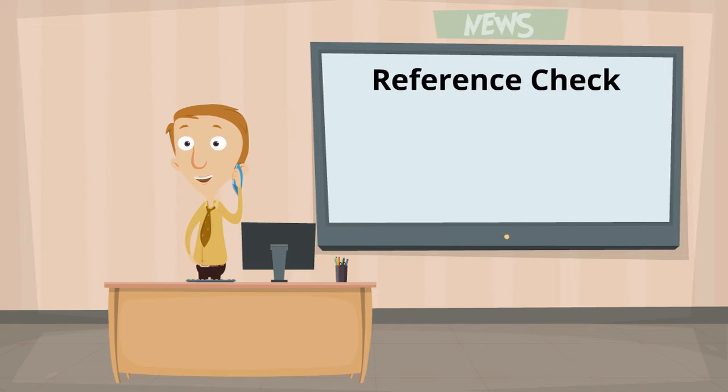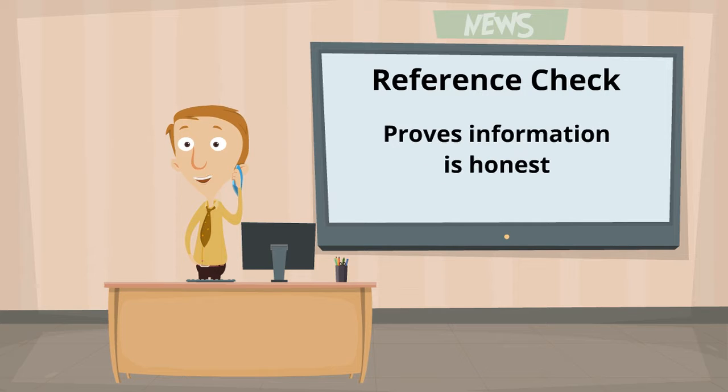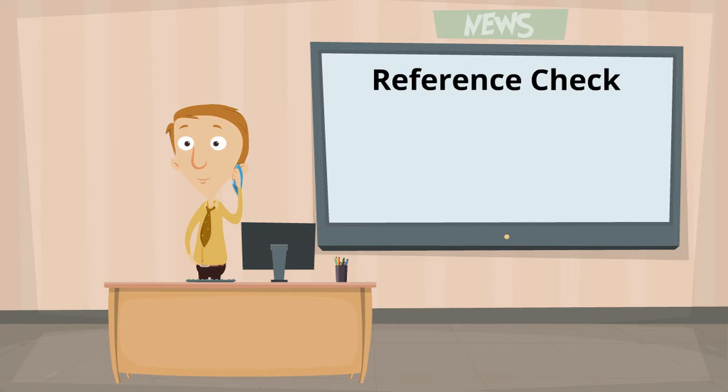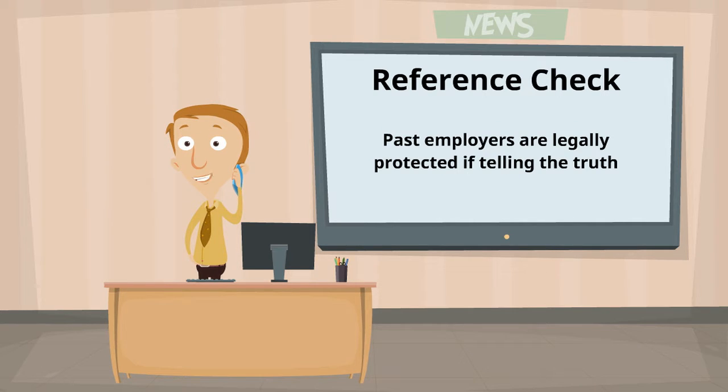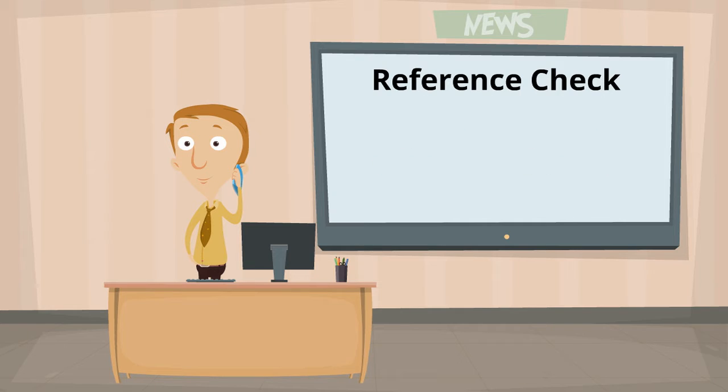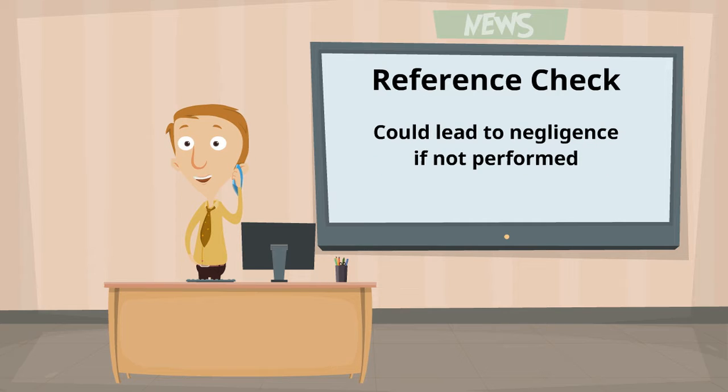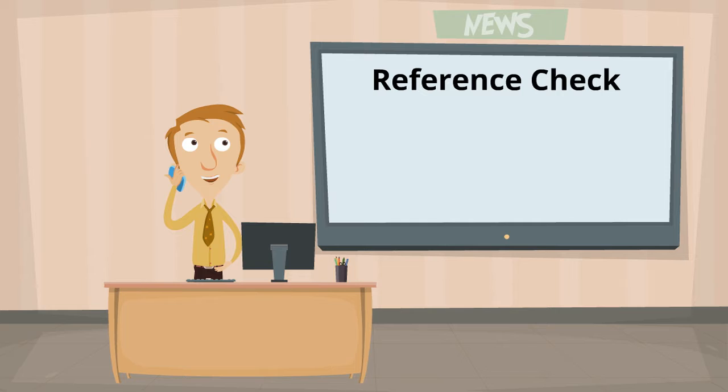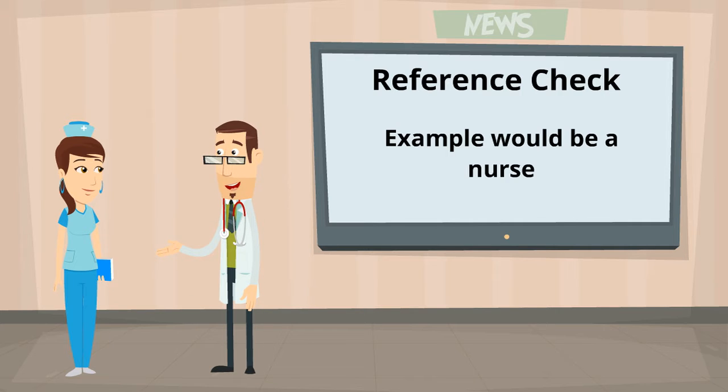While reference checks are good for providing an indicator of future performance, they can also be used to ensure that the information provided by the applicant is honest. Past employers are protected legally when providing this information as long as what they are saying is honest. Additionally, for certain jobs, if these reference checks are not carried out during the selection process, it can lead to legal action related to negligence in your hiring process. An example of one of these jobs would be a nurse or another type of caregiver because of the amount of responsibility that is involved.